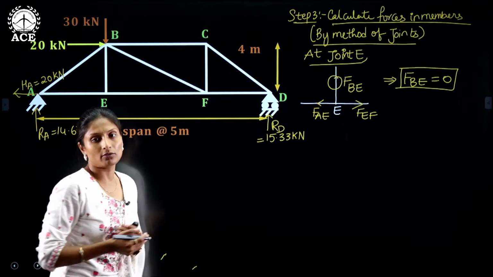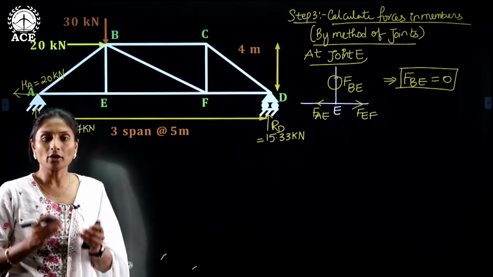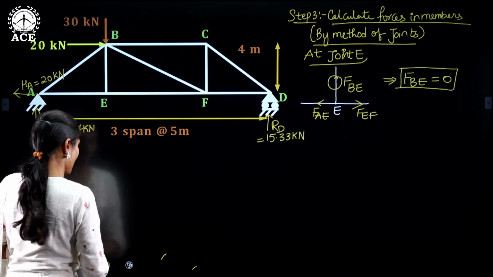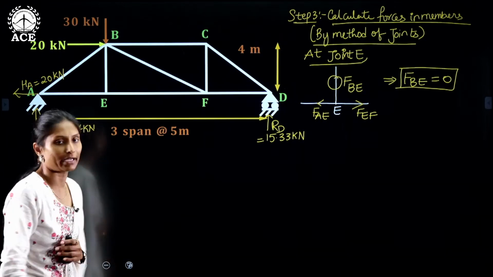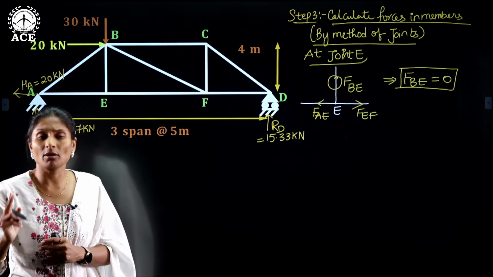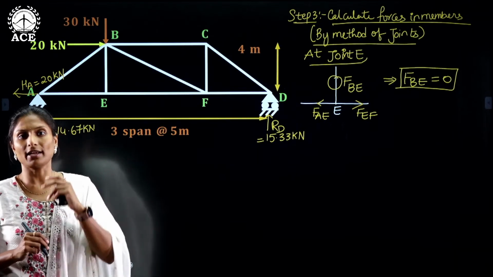Now, we cannot solve the complete problem using the rules, right? Now, we have to consider each and every joint. How to consider each and every joint? I have told you a simple rule: any joint which has a maximum of 2 unknown forces should be considered while solving.